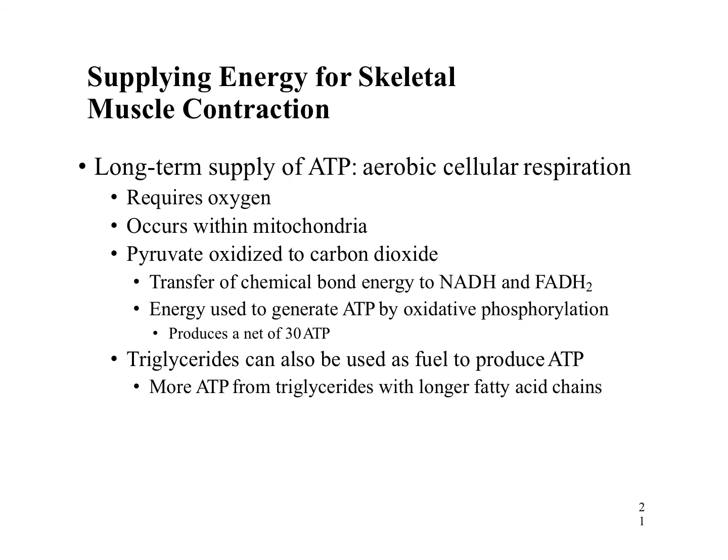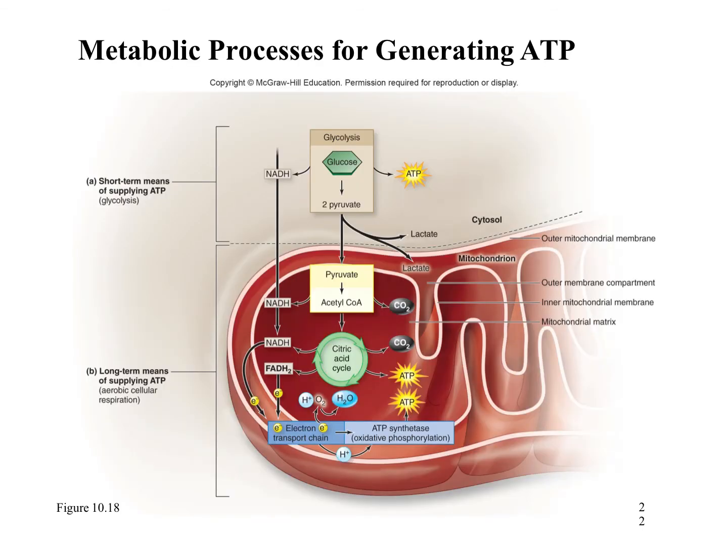And fat is one of our energy storage molecules, right? So when we break down fat, we can produce more ATP from those longer chain triglycerides. Okay, so when we break down fat, we can produce lots and lots of ATP that are used for muscles. Okay, so here are your metabolic processes. Again, this is a review: immediate transfer, short-term, and long-term supply. Okay, questions?